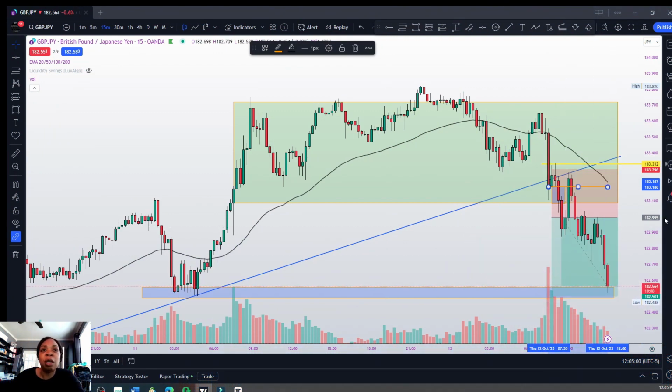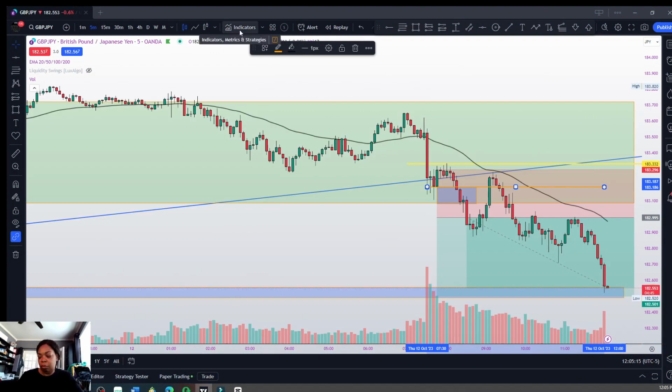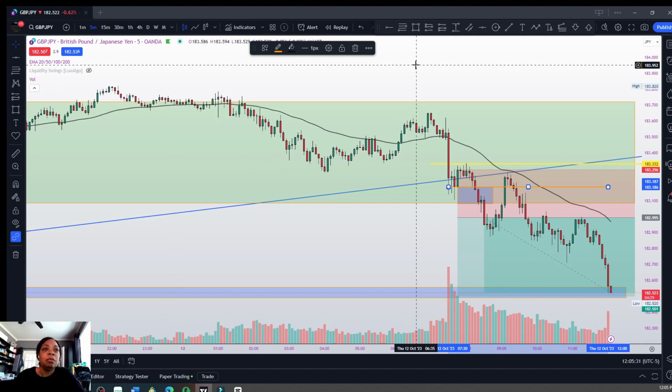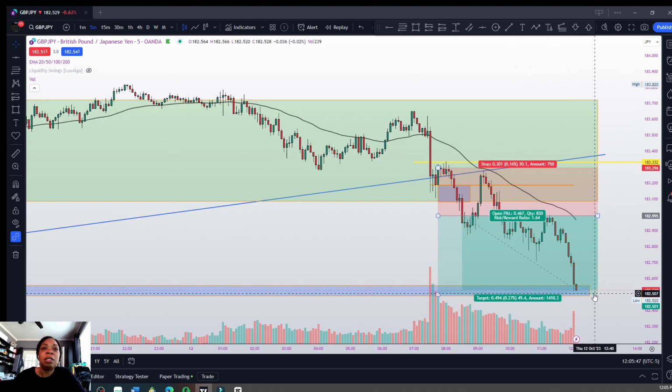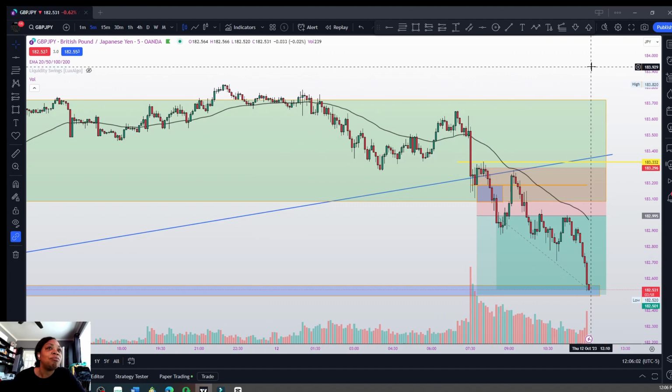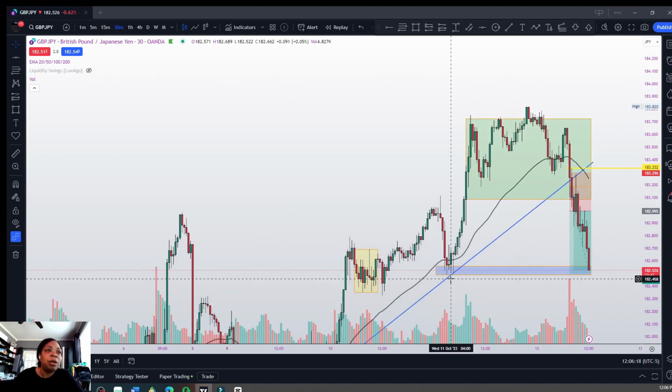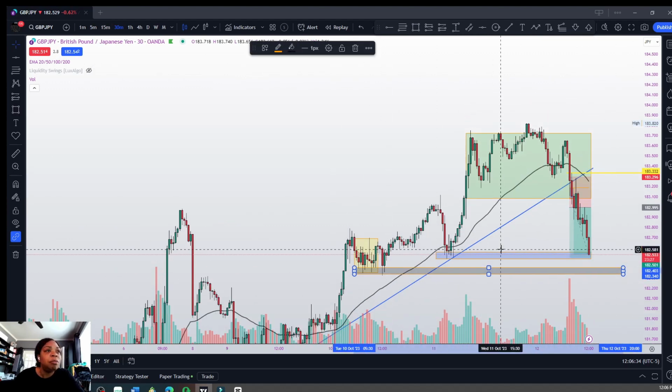I'm also drawing a different zone, if you can see below, with the anticipation that it may continue down to that next support area here.